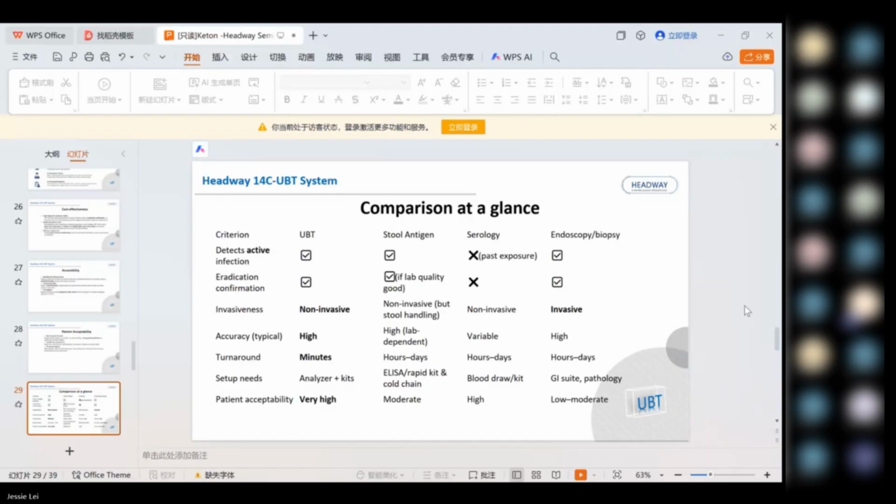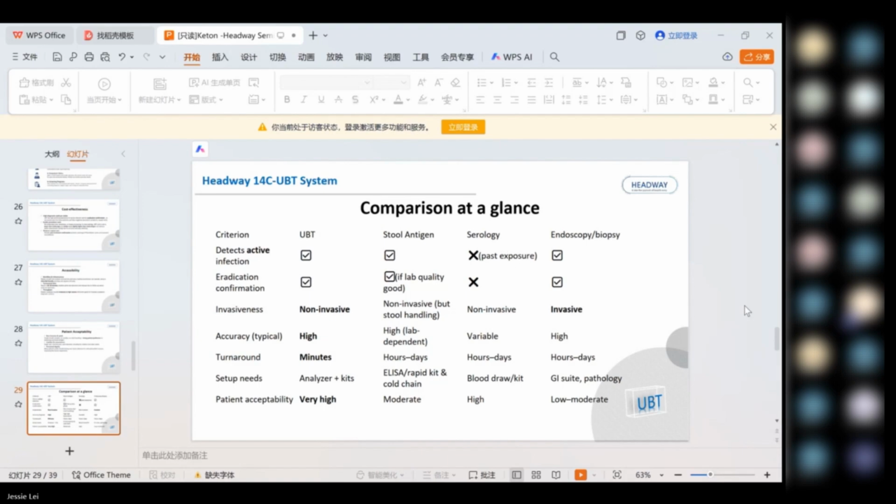And compared with other types like serology or stool antigen test, the serology test actually has very low specificity because it cannot identify the active infection. Even after H. pylori has been eradicated, the antibody can still be in our body for maybe years. So the blood serology test always gives a false positive result.